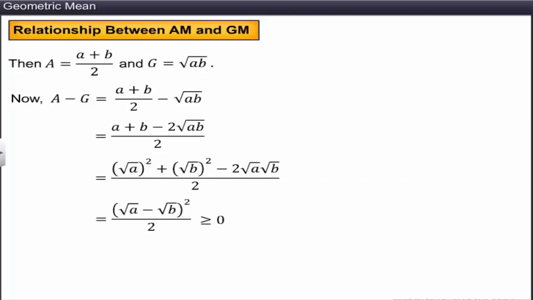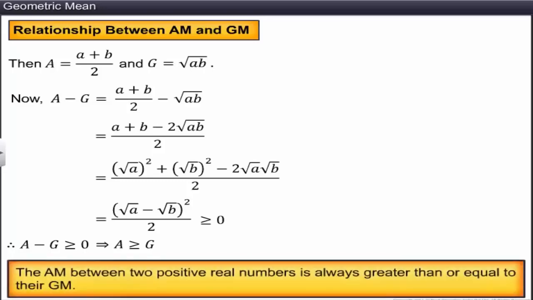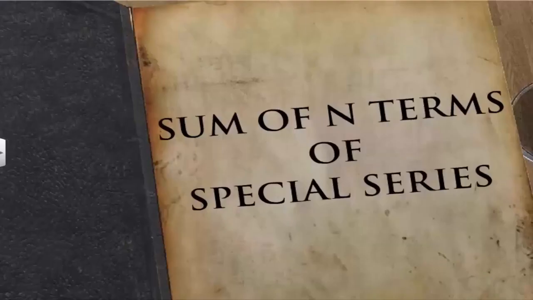Therefore, A minus G is greater than or equal to 0. This implies A is greater than or equal to G. Thus, the arithmetic mean between two positive real numbers is always greater than or equal to their geometric mean. In this module, you will learn to find the sum of n terms of some special series.